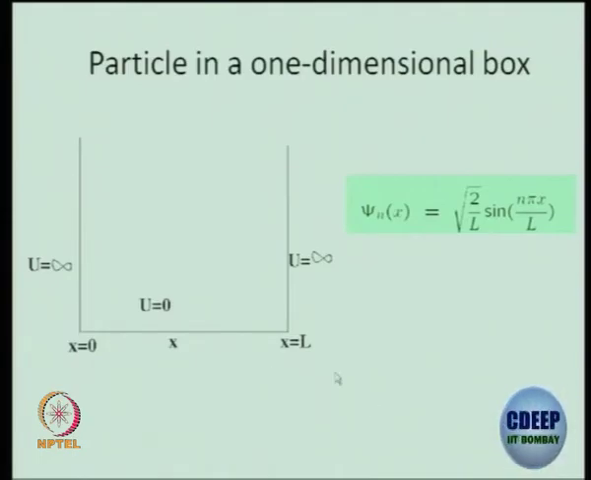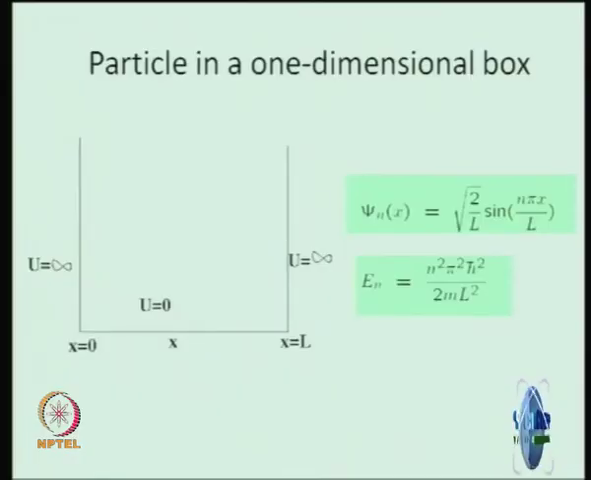You have tried to evaluate it using the time independent Schrodinger equation, and found that the normalized wave function which satisfies it is root of 2 over L times sin of n pi x by L. Everybody has derived this, I am sure you have done it enough. If you do not remember, please go back and take a look at it.